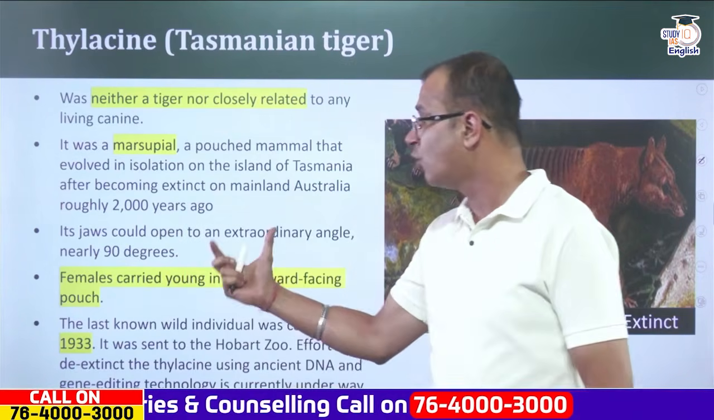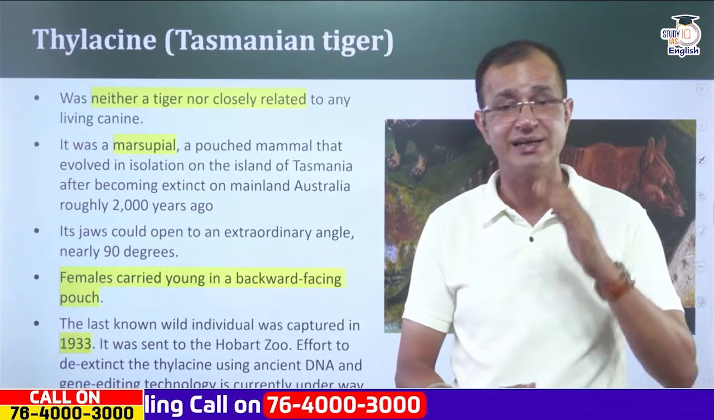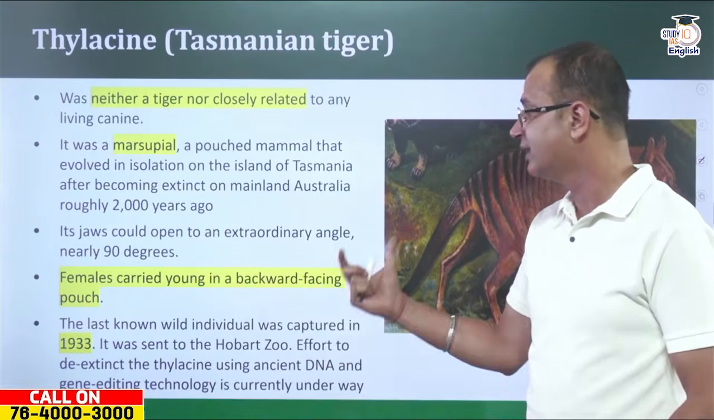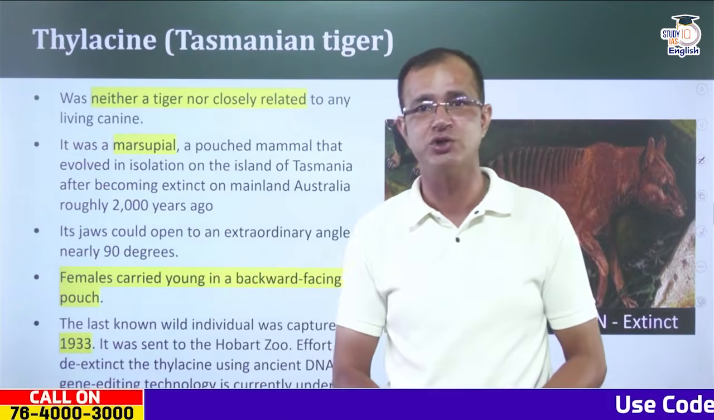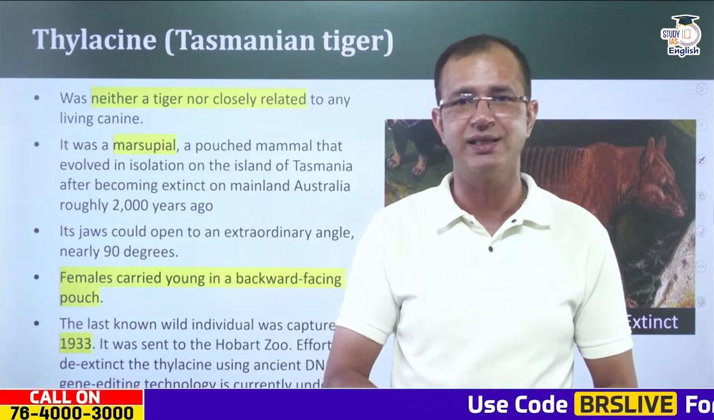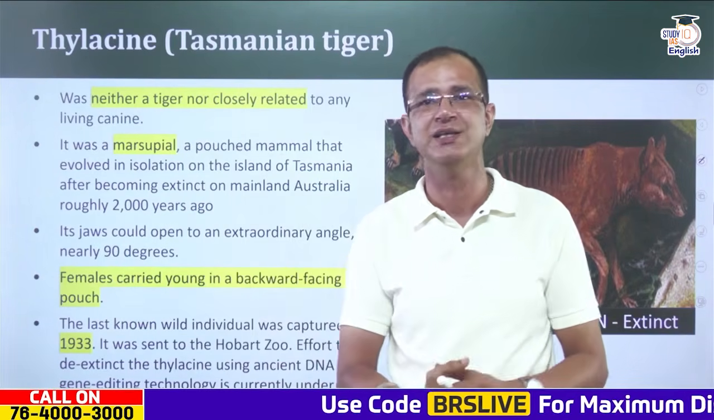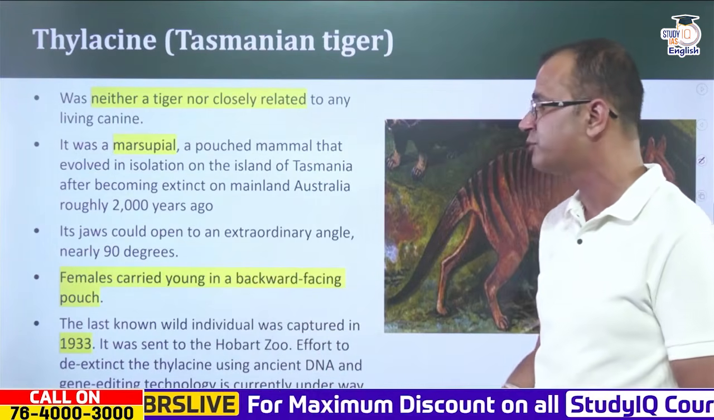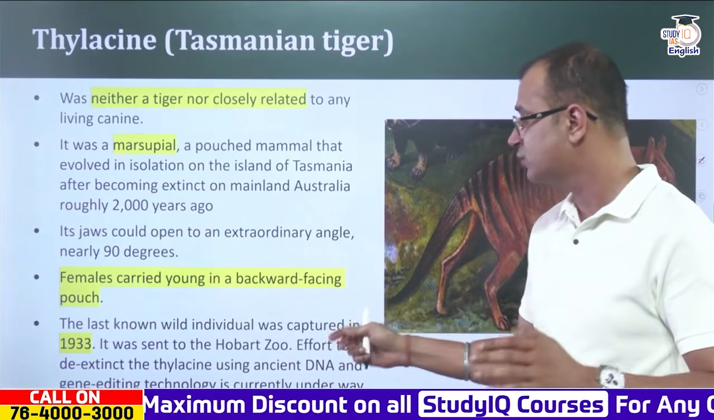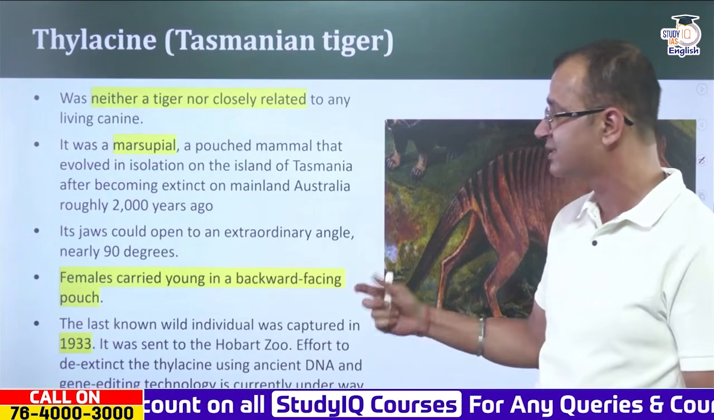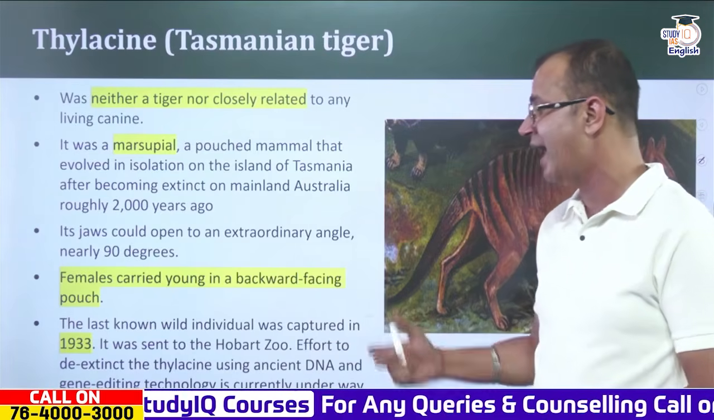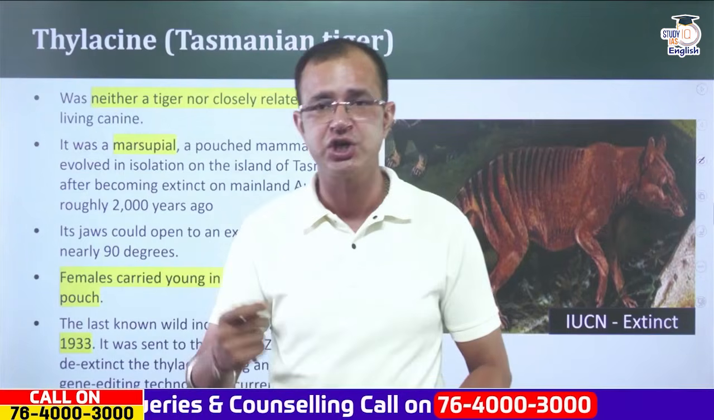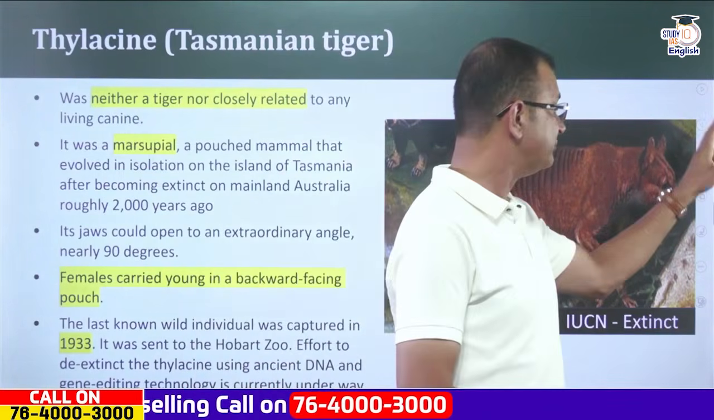Its jaws could open at an extraordinary angle of nearly 90 degrees. And it is very important that the female carried the young in a backward-facing pouch, just like kangaroos carry their babies in the pouch. The last known wild individual was captured in 1993 and sent to the Hobart Zoo. Efforts to de-extinct the thylacine using ancient DNA and gene editing technology are currently underway, to revive the thylacine.